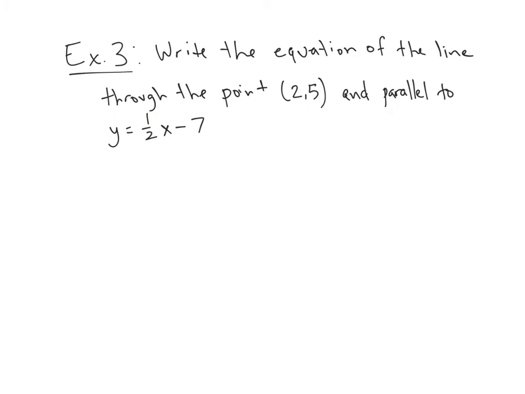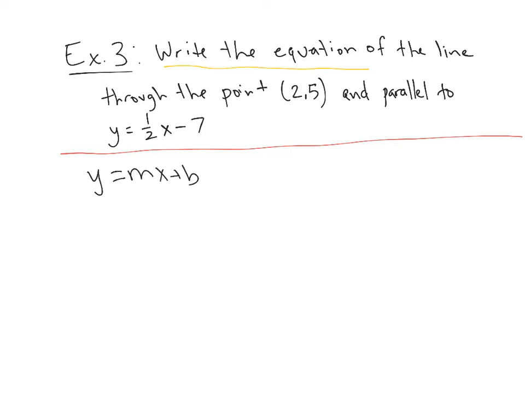Let's take a look at our third example here. We're going to write the equation of a line through the point (2, 5) and parallel to the equation y = 1/2 x - 7. I want to write the equation of the line. That's my first instruction. The instructions don't tell me a specific format, so it's probably slope-intercept form, y = mx + b. So I'm going to write that format down there.